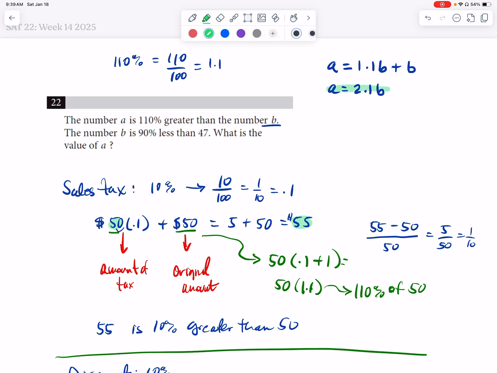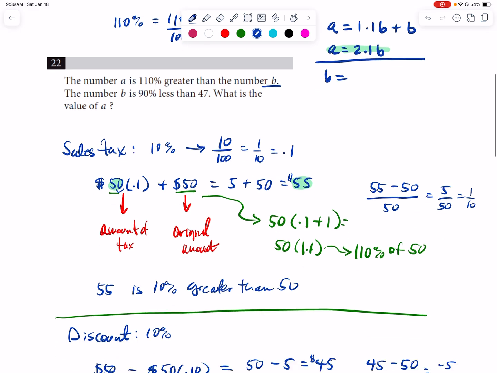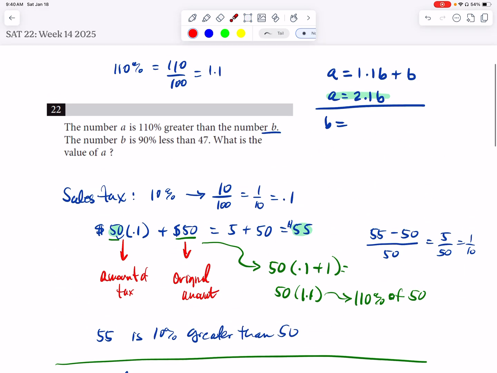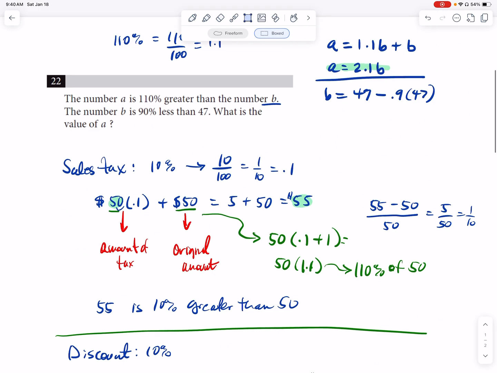But in order to find A, we need to figure out what B is. So they give us another little sentence here. It says B is 90% less than 47. So B is, and I'm going to follow this same kind of idea down here. I would start with the original amount, and then I have to subtract the percentage away from that original amount. So my original amount was 47, minus 90% of that 47, so minus 0.9 of 47. Then I could simplify this just like I did over here if you wanted to. We could factor out a 47 from each one, and this is going to be 1 minus 0.9. So essentially, B is equal to 47 times 0.1.